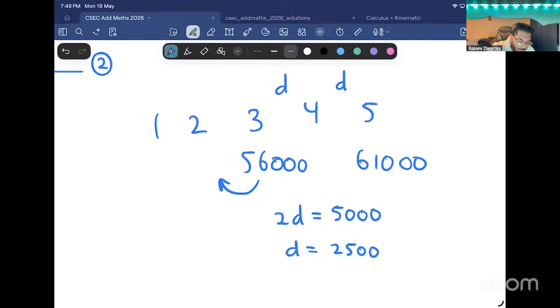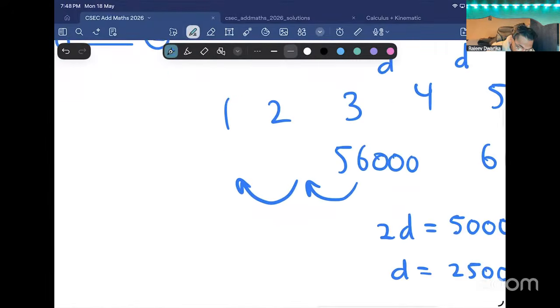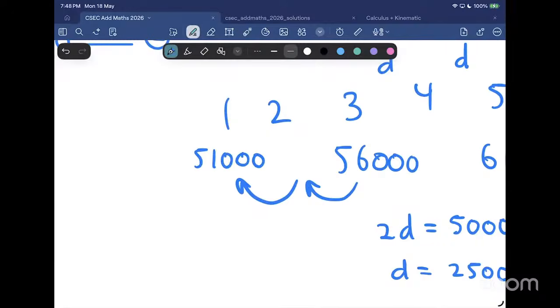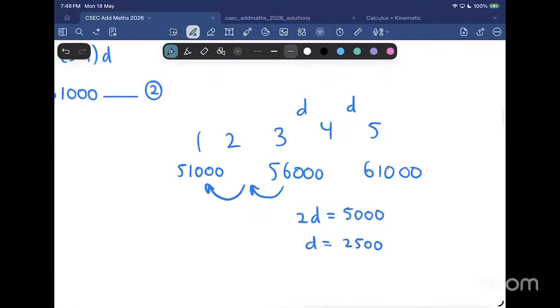The point is, when you subtract the 2,500 two times, you're going to get the 50. What we get? We got the 51,000. It was that easy. And then you could just use the S7 formula there.